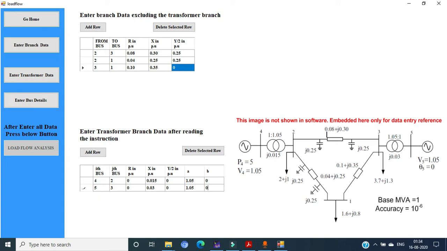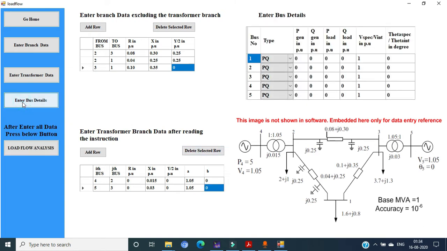After that we move to the next, that is press enter bus detail icon to enter the bus details. While clicking this, based on the maximum number of buses as we enter here, for example in this case the maximum number is 5, therefore 5 rows are created here numbering 1 to 5. The default type is all PQ. That is, the number of rows equal to the number of buses in the system automatically appears on the screen. Our job is to select the type of buses and enter the associated data.